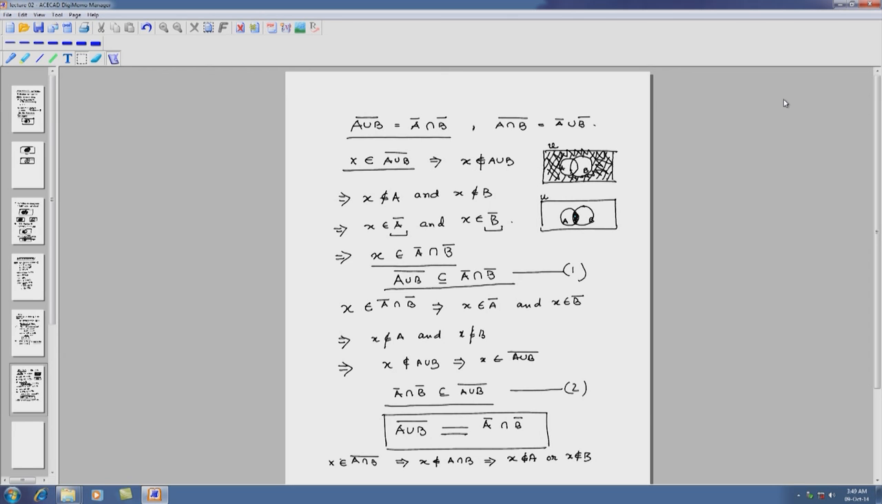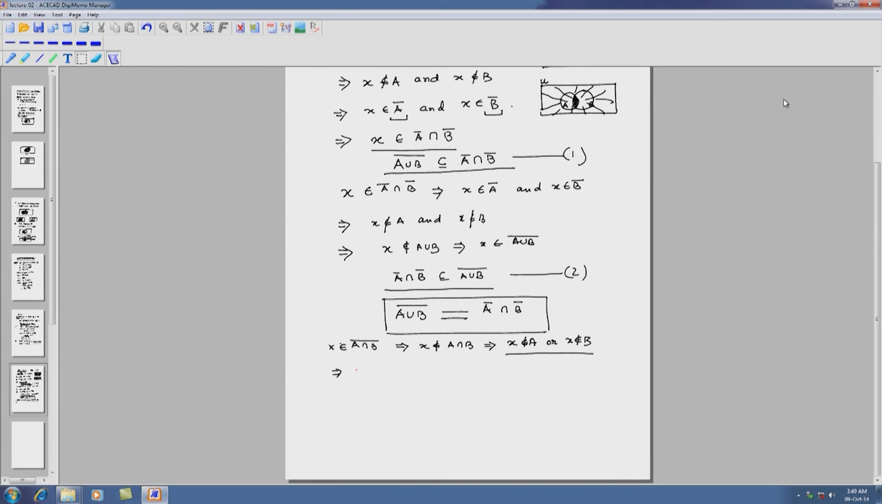Therefore, x can be anywhere over here, and that is expressed by this, but this means that x belongs to A complement or x belongs to B complement, which means that x belongs to A complement union B complement. Therefore, like before, we can write that A intersection B complement is a subset of A complement union B complement. Let us write this as 3.